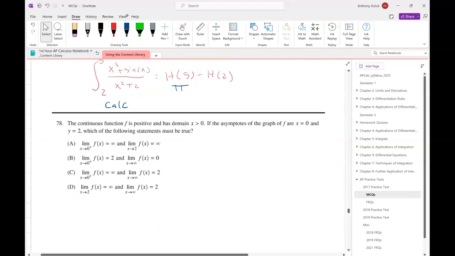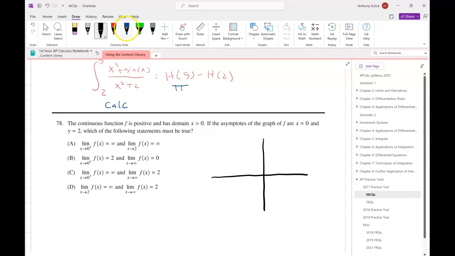78. Your calculator will not help you here. It says the continuous function f is positive and has the domain x is greater than 0. If the asymptotes of the graph are x equals 0 and y equals 2, which of the following statements must be true? So I would sketch a little picture in.